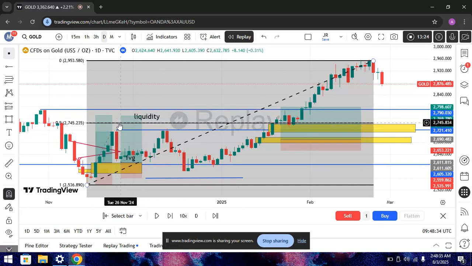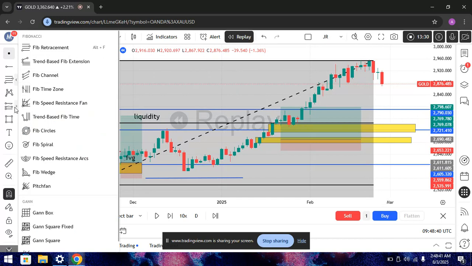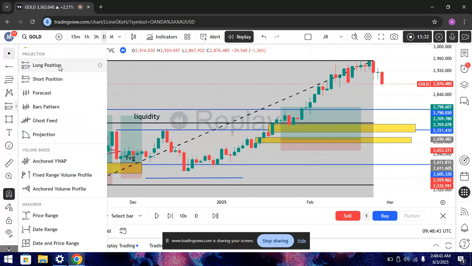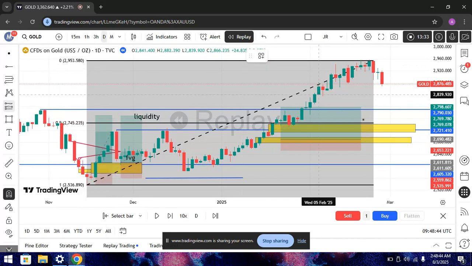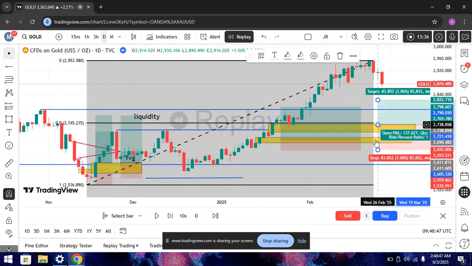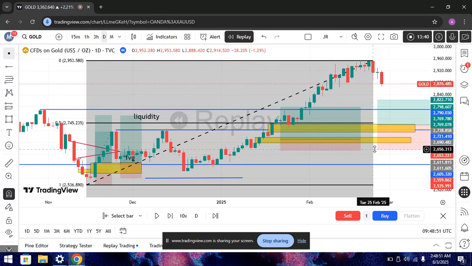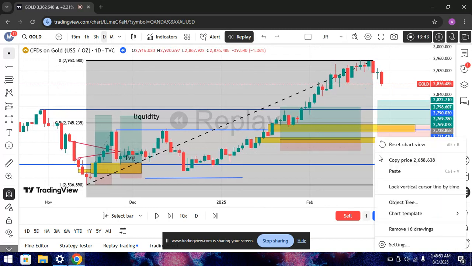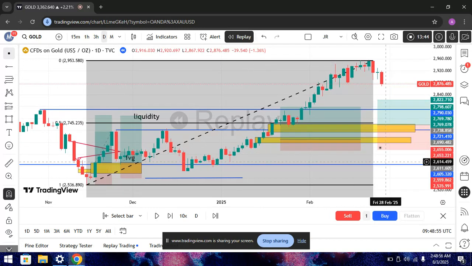Okay, so the fib level is there. So we're going to go long on the Fibonacci level. So let me just click these two. So we're going to go long from this level here. And our stop loss placement, we can target these two FVGs. Let's just target these two FVGs.